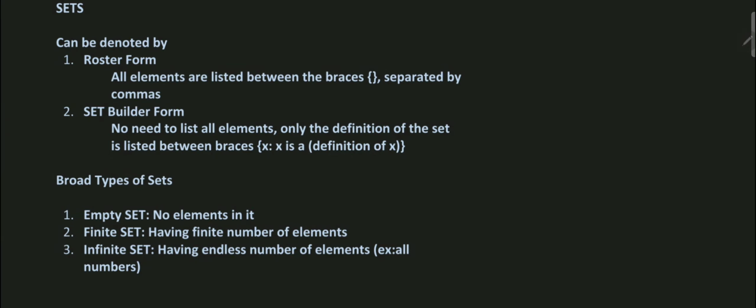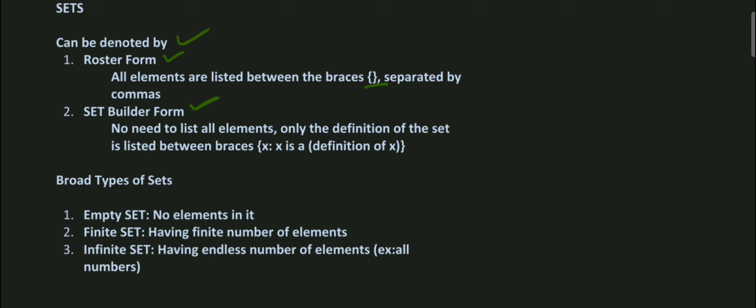Sets can be denoted in a roster form. That means once the braces are there, all the elements have to be listed there, separated by commas. No matter how many elements there are, they all have to be listed. The second one is set builder form. Here there is no need to list all the elements, only the definition of the set can be listed.